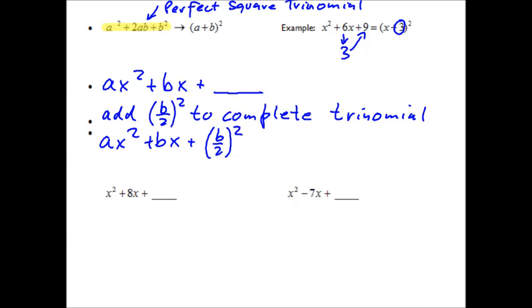x squared plus 8x plus something. What do we use here as the additional number? Take 8 and divide it by 2. We get 4. 4 squared is 16. And that is the number that goes here. And since 4 was the number that we squared, that tells us that in factored form, we get the quantity of x plus 4 squared. And that's all we do here.